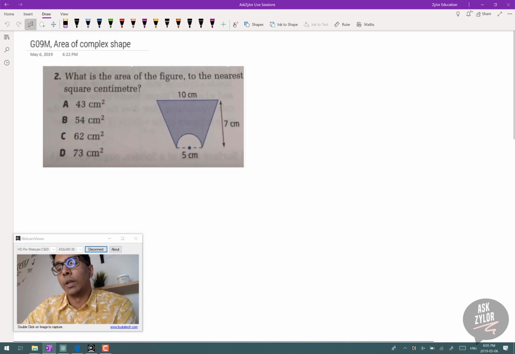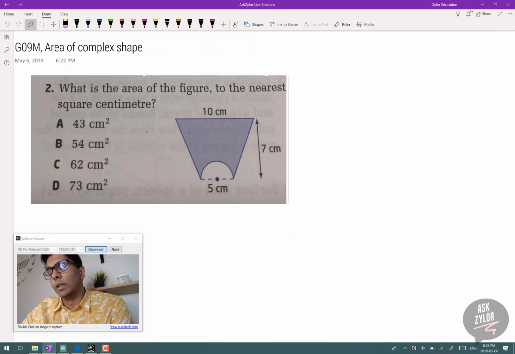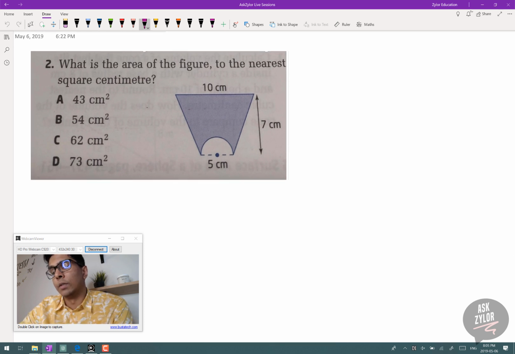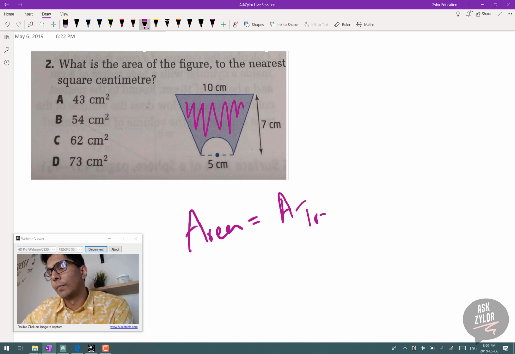It's an area of a complex shape question. So it's asking what is the area of the figure to the nearest square centimeter. So we're given this figure, we have to find the area of the shaded part. So the area for this will be the area of the trapezoid minus the area of the semicircle.